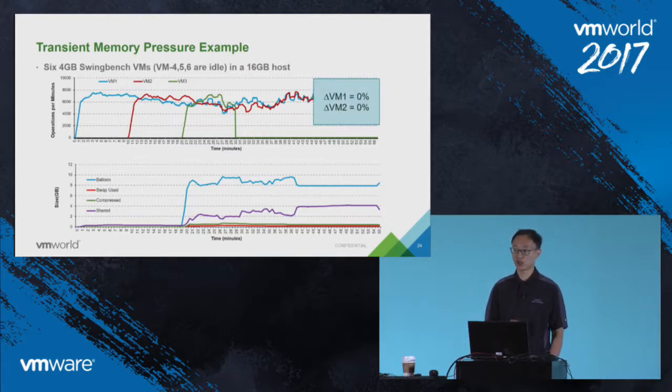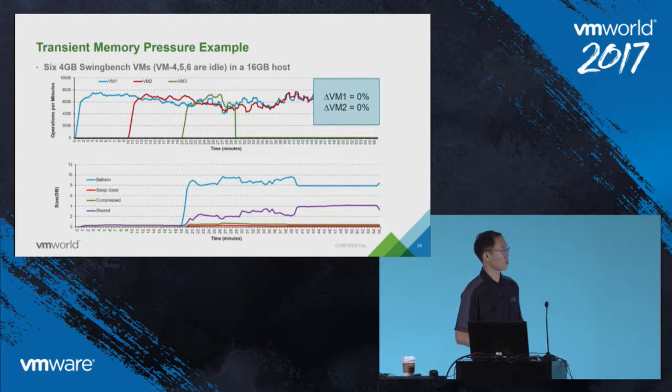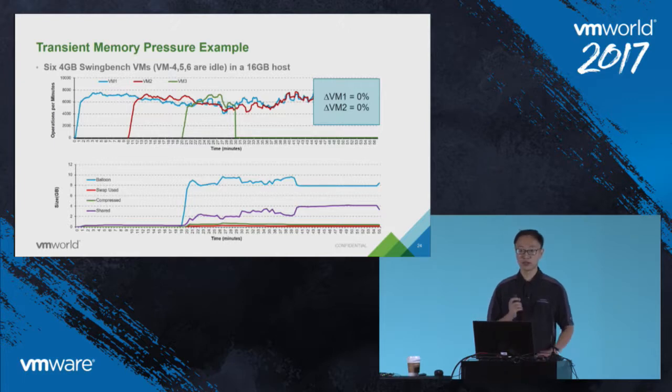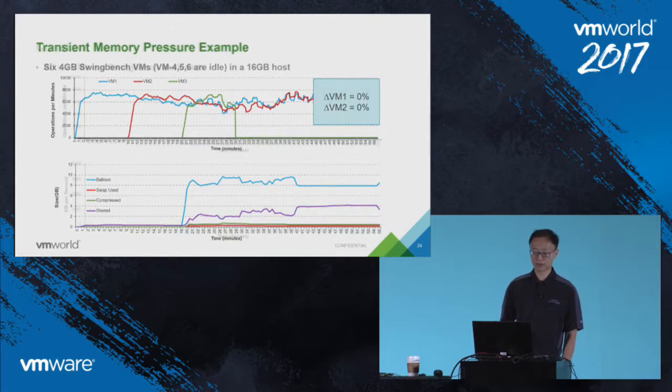So there's no impact on the VMs' performance. However, if we look at the counters in the bottom graph, we have balloon, swap, compress, and share. There are some operations happening. If you only look at balloon counters, for example, you might come to the wrong conclusion that the memory scheduler is doing something, so I must be having memory pressure, which might mean a performance degradation. But that's not true, because in those cases, VM1 and VM2 are happily running. There's no impact. So what should we be looking for?